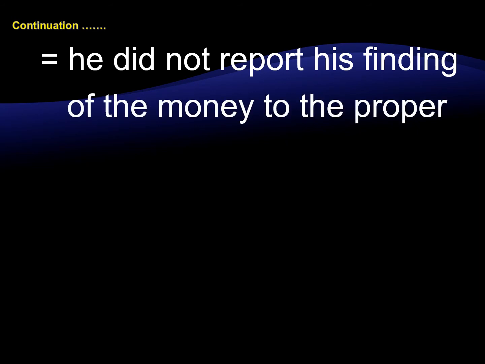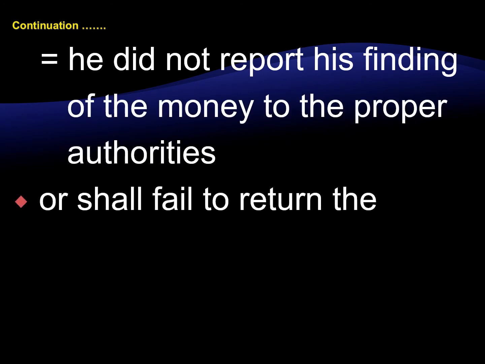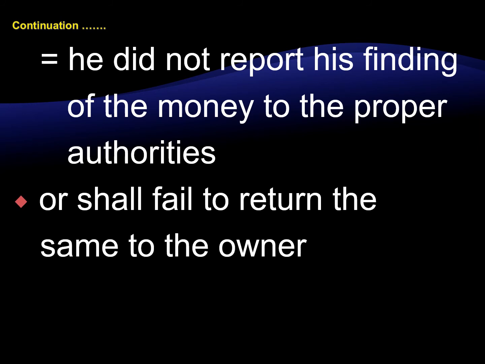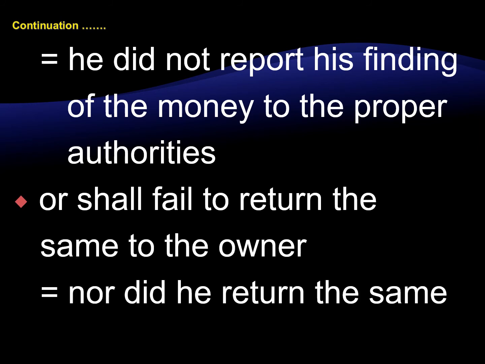X, in fact, did not report his finding of the money to the proper authorities, or fail to return the same to the owner, the legal element, nor did he return the same to the owner. So you notice there is a match when you have interwoven. So there's here an instance where the legal elements correspond with the factual equivalence, and therefore the crime of theft is committed. So how are we going to craft our answer then?